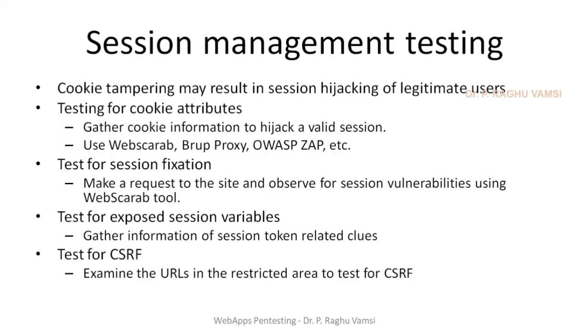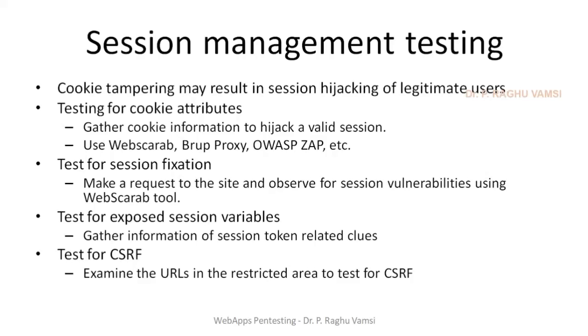So testing for cookie attributes is to identify any cookie attributes that are present, usually to gather the cookie information to hijack the valid session. Usually this cookie testing or cookie identification will be done using WebScarab, Burp proxy, or OWASP ZAP tool. Or, as I mentioned previously, Tamper IE, or Tamper Data for Firefox. These kinds of tools may be used for getting this. This will also spoof the traffic which is going on the network, and they will present you the information. Anyhow, I will present the Burp Suite video afterwards, so you may go through that.